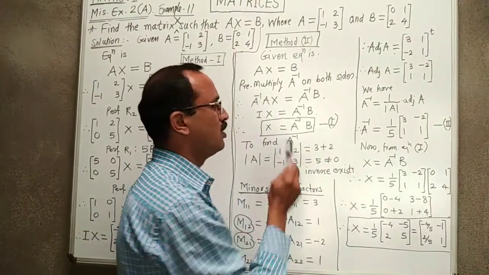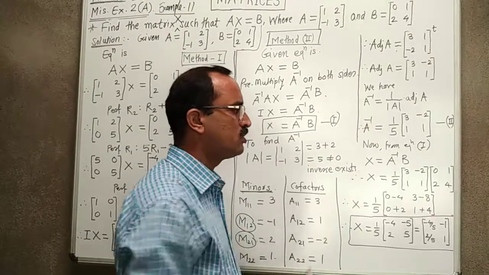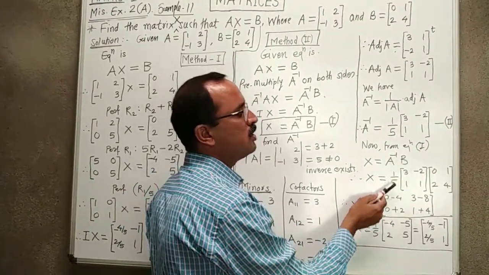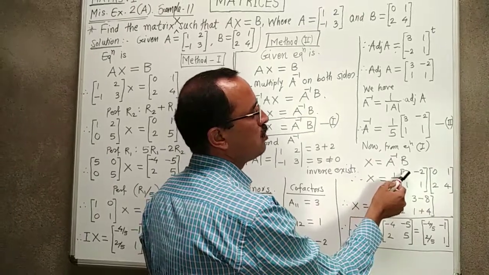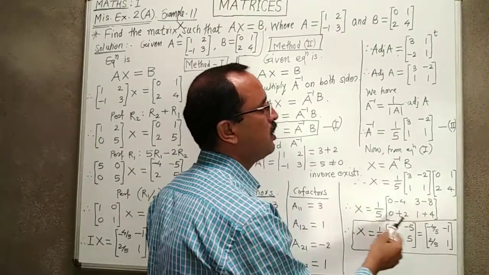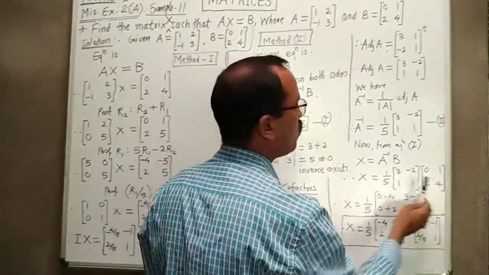Now from equation 1, X is equal to A inverse B. Therefore X is equal to A inverse B. So 1 upon 5 into the matrix 3, minus 2, 1, 1. This is the inverse of A into matrix B. B is already given here: 0, 1, 2, 4.